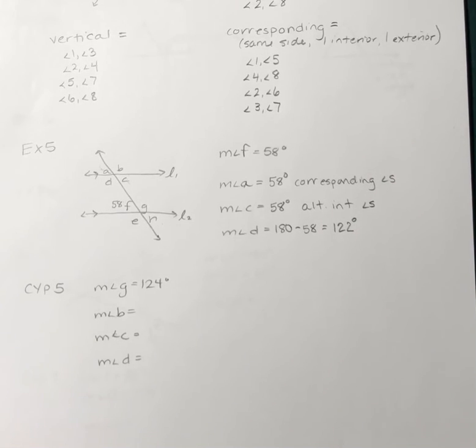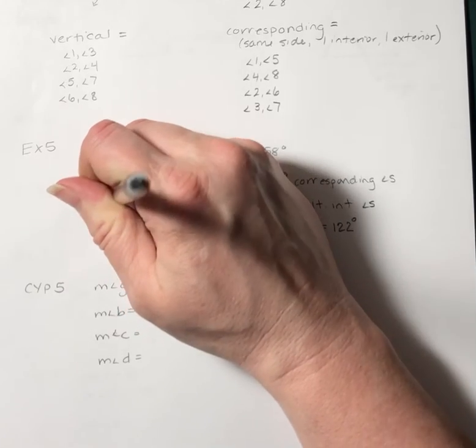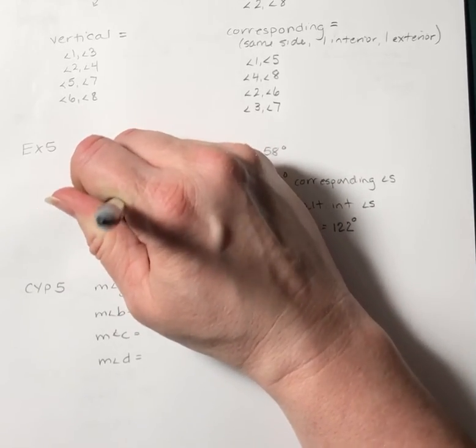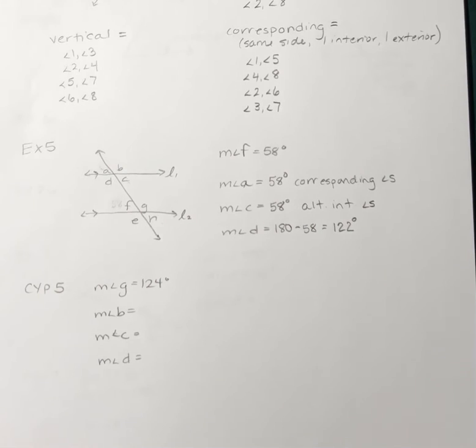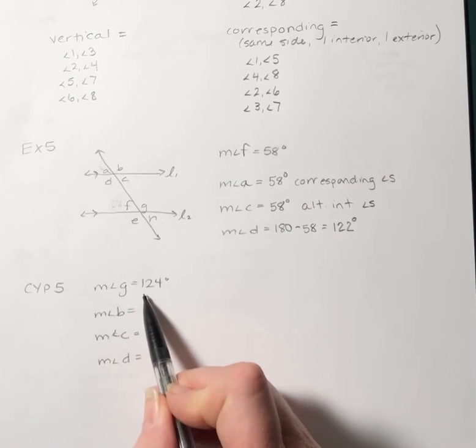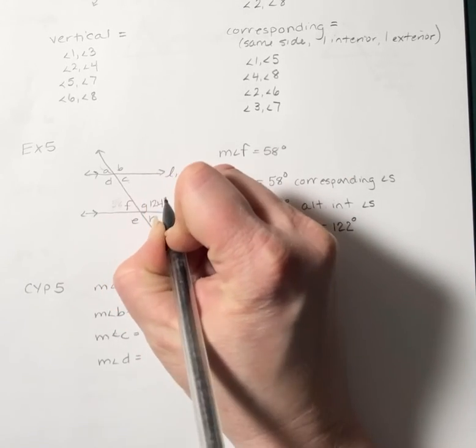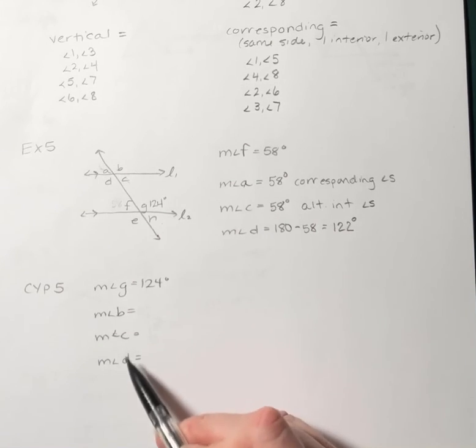Check your progress 5 is on the next page, page 370. They use the same picture. Okay, so I'm going to erase this 58 here. Same picture though. And check your progress 5 says, in the diagram, again, line 1 and line 2 are parallel. Measure of angle G is 124 degrees. So G is 124 degrees. Find the measures of B, C, and D.